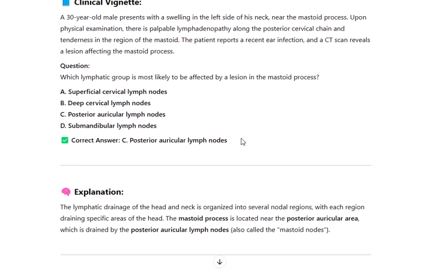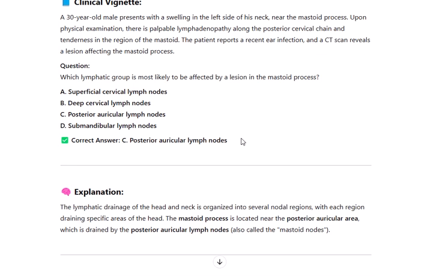Posterior auricular lymph nodes. Explanation: the lymphatic drainage of the head and neck is organized into several nodal regions, with each region draining specific areas of the head. The mastoid process is located near the posterior auricular area, which is drained by the posterior auricular lymph nodes, also called the mastoid nodes. Key anatomy notes.